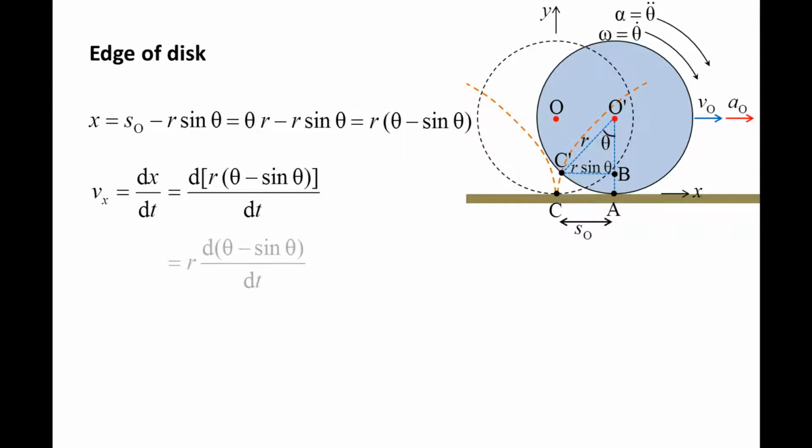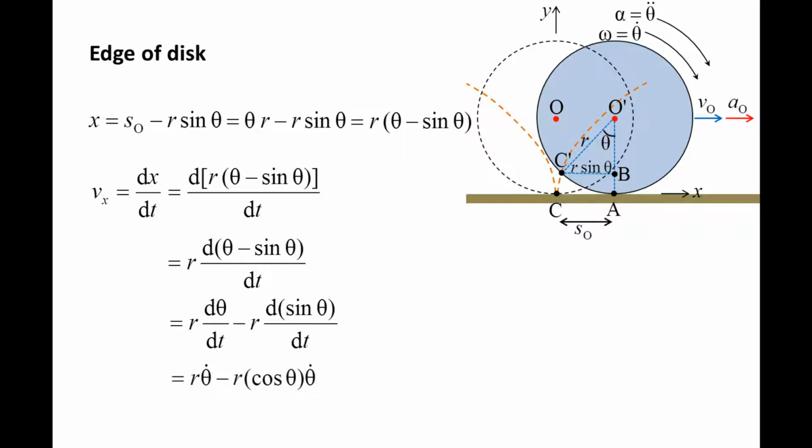The x-component of the velocity, Vx, is the time derivative of the x-coordinate. Plug in the equation for x and pull r out of the derivative because it is constant. Now break up the derivative into two terms and take the derivative of each term. We abbreviate d theta dt as theta dot, and using the chain rule, d sine theta dt becomes cosine theta times theta dot. We can pull out r theta dot from each term and substitute VO for r times theta dot. So the x-component of the velocity of C' is the speed of the center of the disk, VO, times the quantity 1 minus cosine theta.